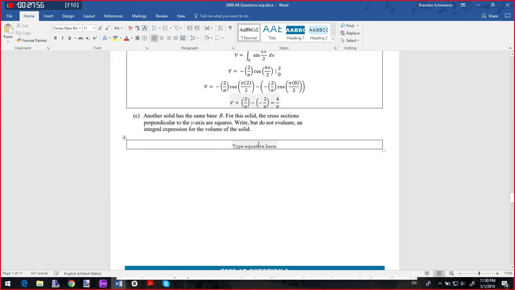Okay, last one for this set. I'm told that another solid has the same base as R. But for this solid, cross-sections perpendicular to the y-axis are squares, right? But do not evaluate an integral expression for the volume of the solid, which is kind of nice. So we don't actually have to solve the integral. We just need to set it up.